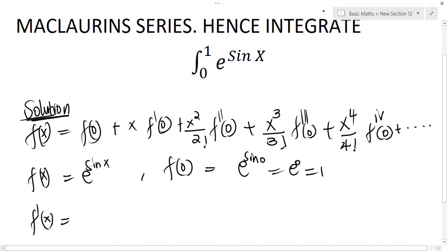Now we're going to use the chain rule. So first of all, differentiate the exponential. Differentiating the exponential, we'll just get exponential sine x, and then multiply by the derivative of what is inside the bracket, that is sine x. The derivative of sine x is cos x. So this will be our f prime of x. And this is like the short form when you're using chain rule.